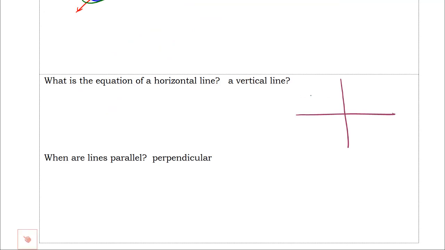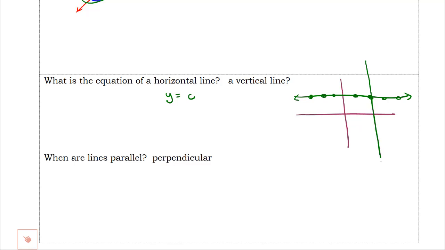Okay, what's true about any horizontal line? What doesn't change along this line? The y values. The y values are the same. Horizontal line, y equals some number. Okay?